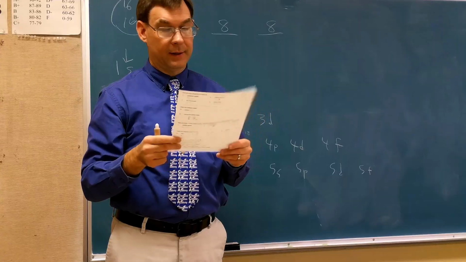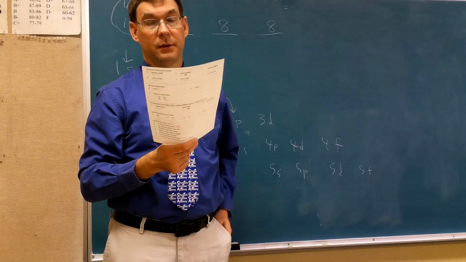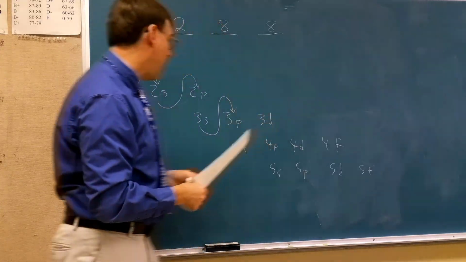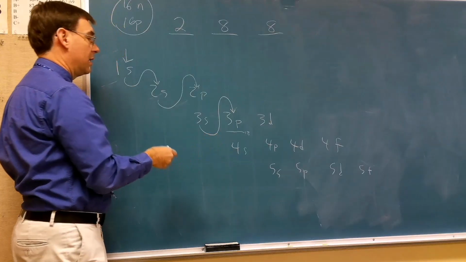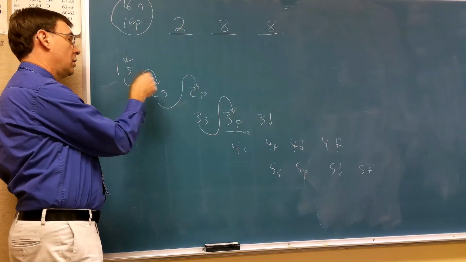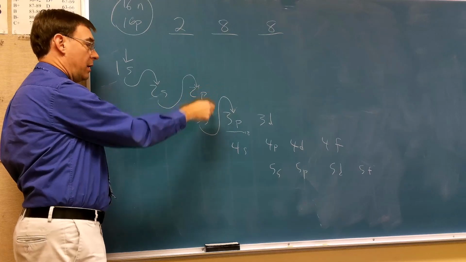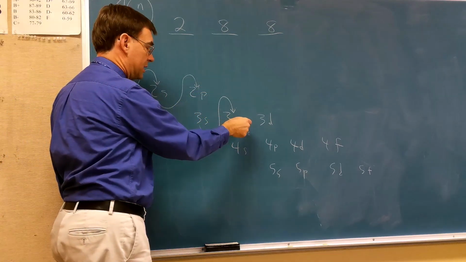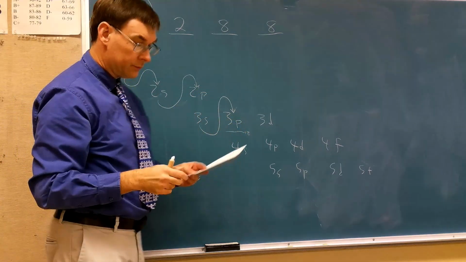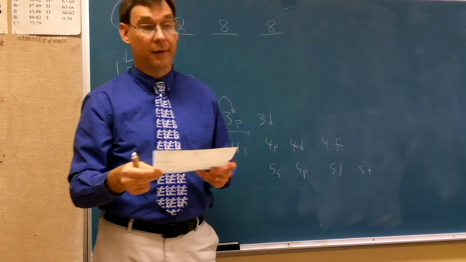10. How many electrons? 18. So that's the path we already talked about traveling to there. So we go 1s2, comma, 2s2, 2p6, comma, 3s2, 3p6, quit.